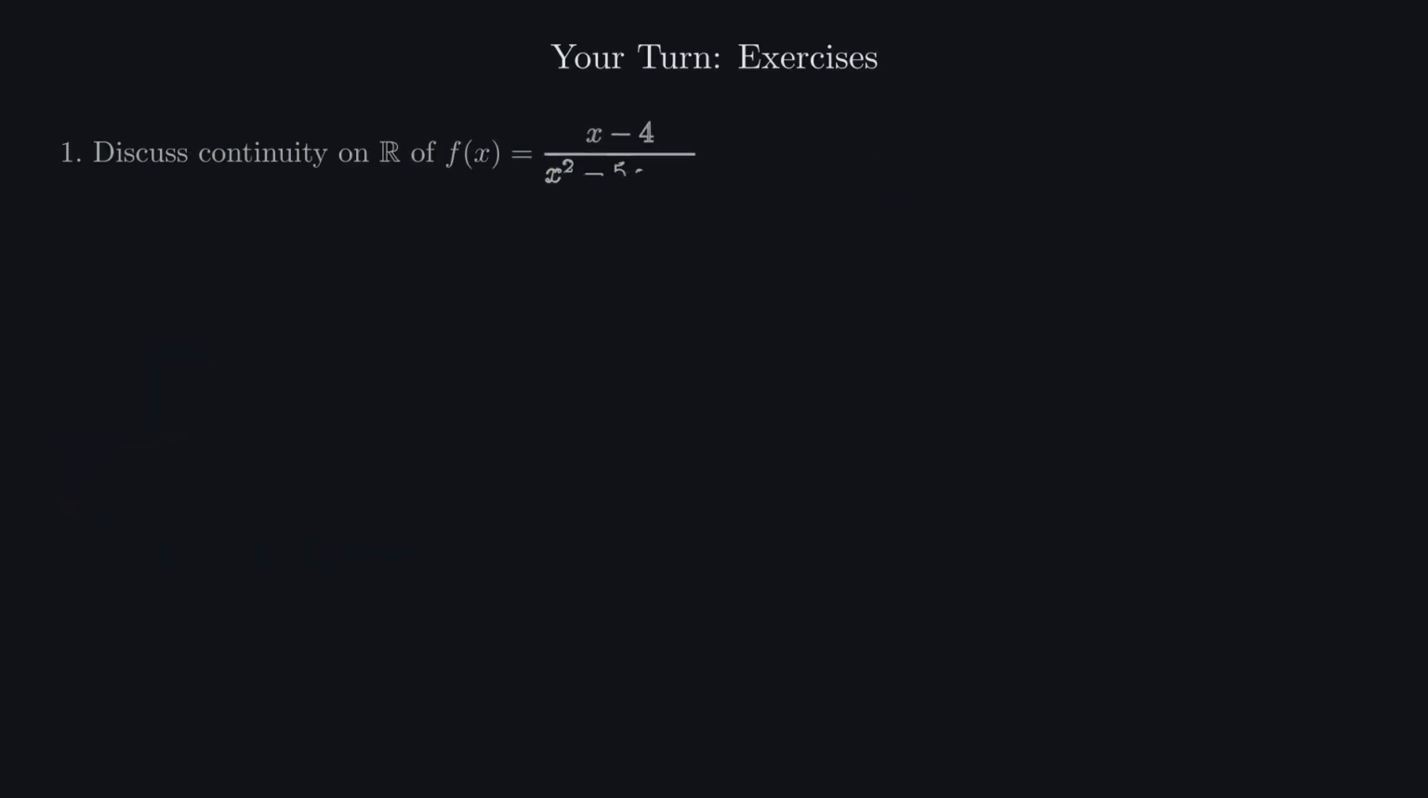Now, try these exercises. First, discuss the continuity of the rational function (x minus 4) over (x squared minus 5x plus 6) on the real numbers. Second, determine a and b so that the three-part piecewise function is continuous on all real numbers. Use the same idea in every example: check the function value, check the limit, and compare them carefully.